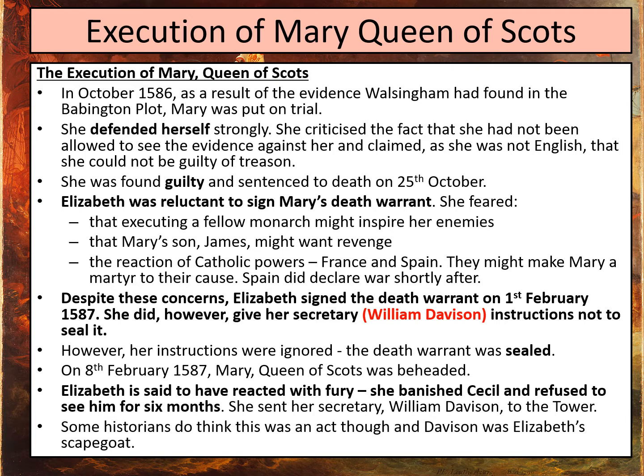Her signature was just one part of that agreement to carry out the death sentence. But the death warrant was sealed by Davison without Elizabeth's permission, so we were told, and on the 8th of February, Mary Queen of Scots was beheaded. Elizabeth is said to have reacted with absolute fury, and she banished Cecil, the most important member of her Privy Council, one she'd relied on for her entire reign up to this point, and refused to see him for 6 months. And she sent William Davison to the Tower.